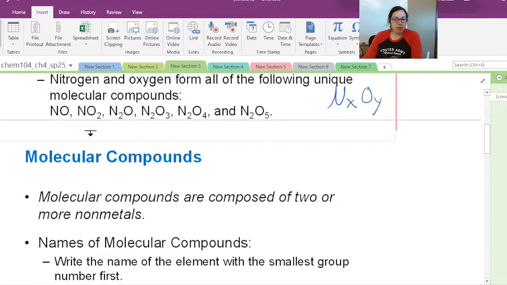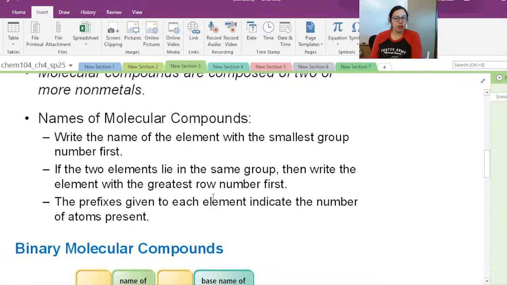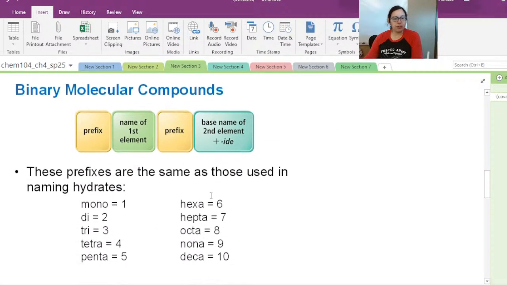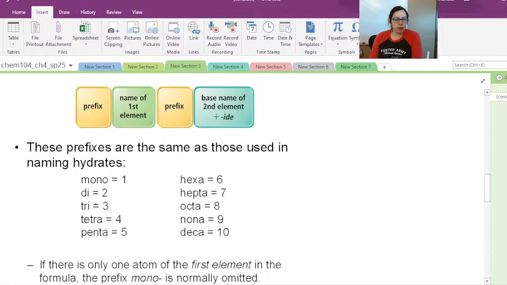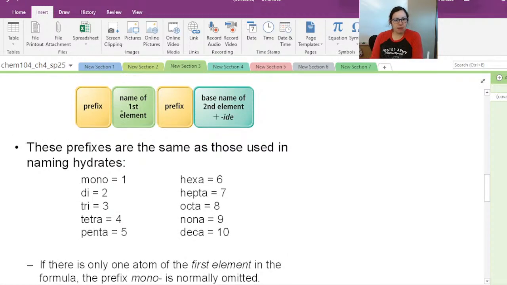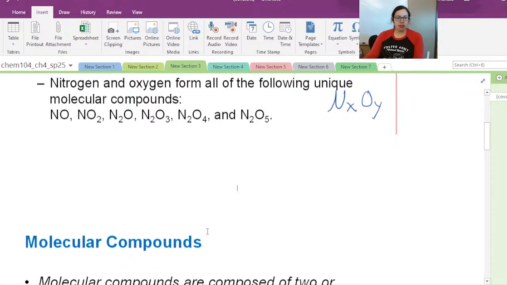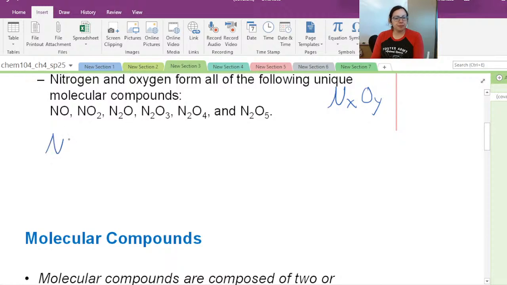And then to name them, first we name our prefix, and if there's only one atom of the first element, we omit the mono. Then we have our first element name, and then a prefix, again, indicating how many. And then we change the ending of our second element to "ide." So now we can practice with these.